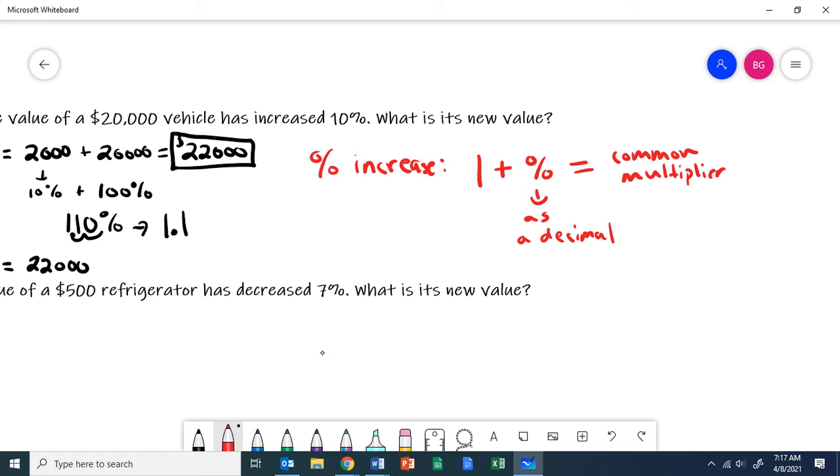So remember, the 1 represents our 100%. And that percentage as a decimal represents what we're trying to add to it. All right? So that's going to be very important. This is going to be something you're going to have to know and do for the entire chapter. Whenever you see a percent increase, and it's asking for the new value or the amount left or anything like that, you're going to do this. 1 plus the percentage as a decimal.